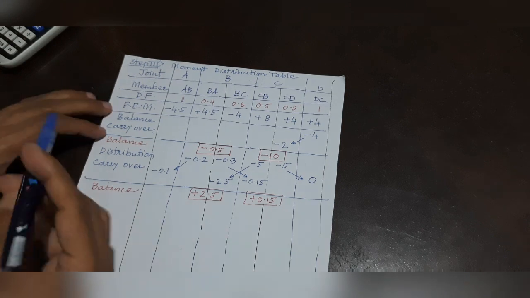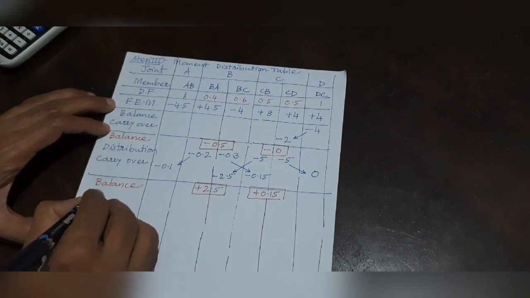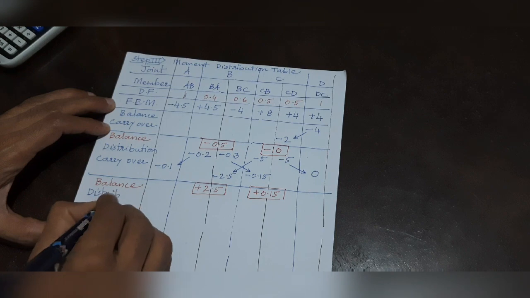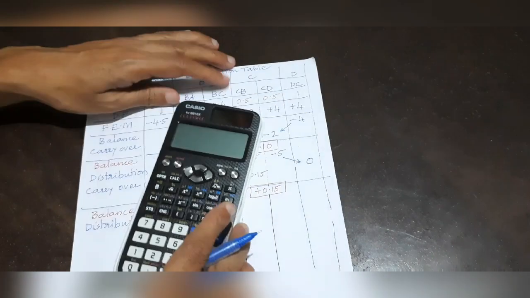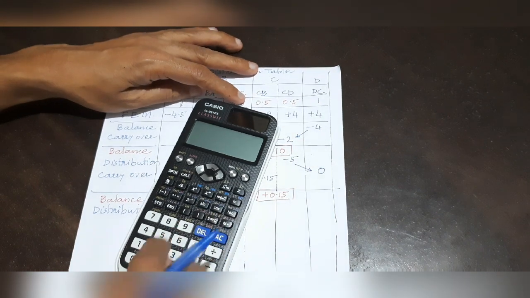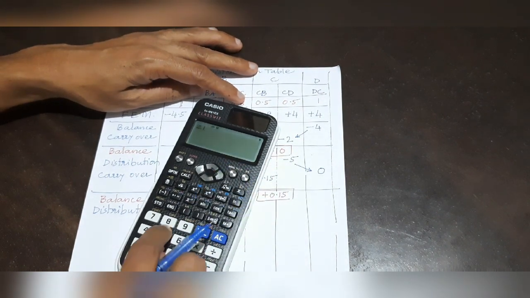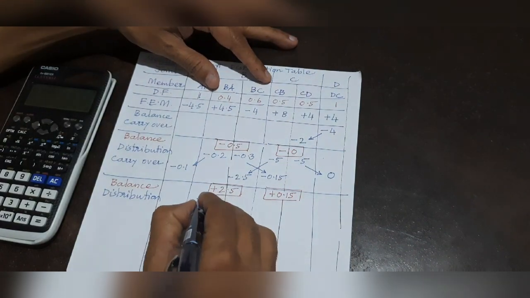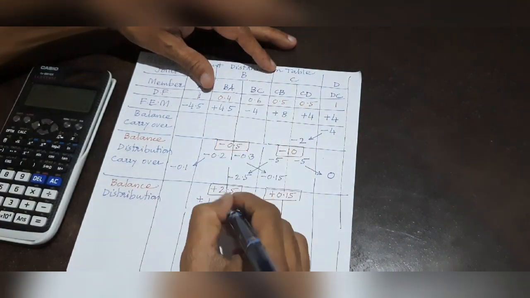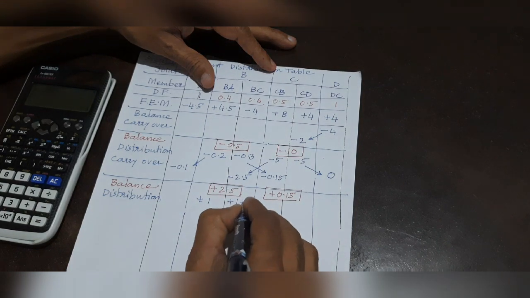Next step is distribution. This is the second iteration I am carrying out. So distribution for second iteration. Look at this. 2.5 into 0.4. I am just carrying out 2.5 into 0.4. 2.5 into 0.4, that comes out to be 1. So it is plus 1, and 2.5 into 0.6, it is plus 1.5.